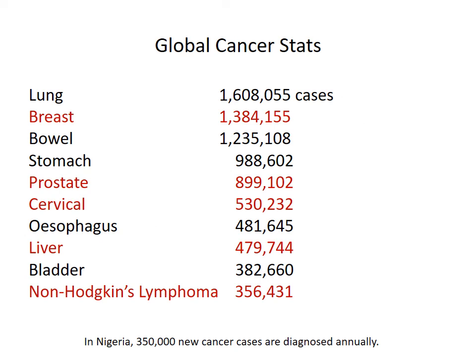So these are the global stats, the important cancers. You can see breast, prostate, cervical cancer, liver, lymphomas. Those are the ones that are problematic globally. But lung is still very high on the list, especially in countries where people smoke a lot. And we need to be aware of this.